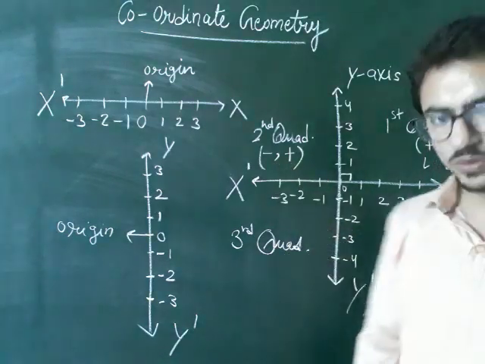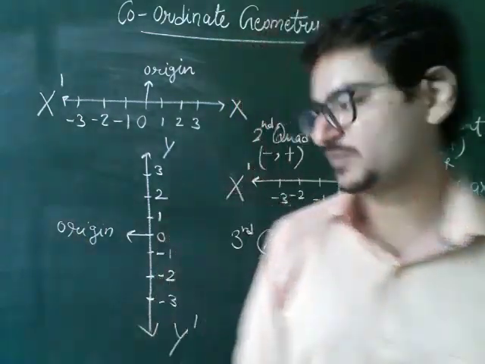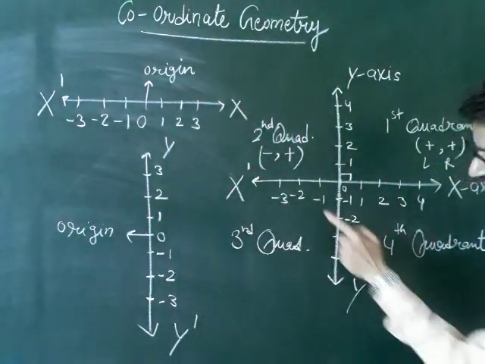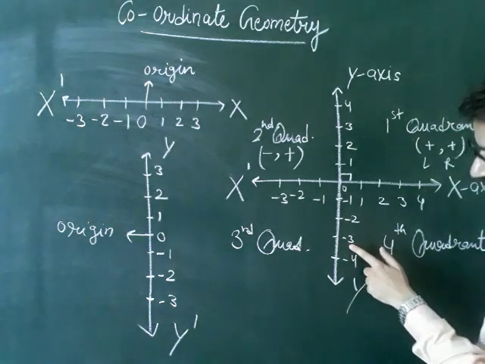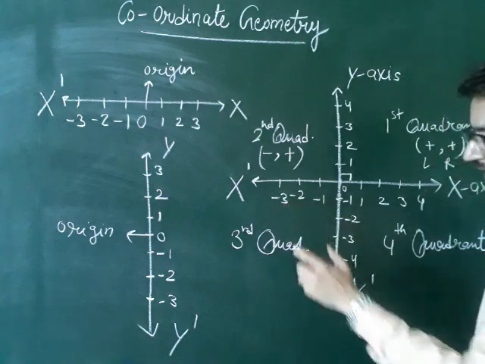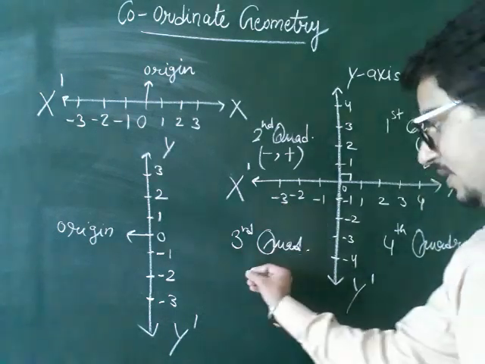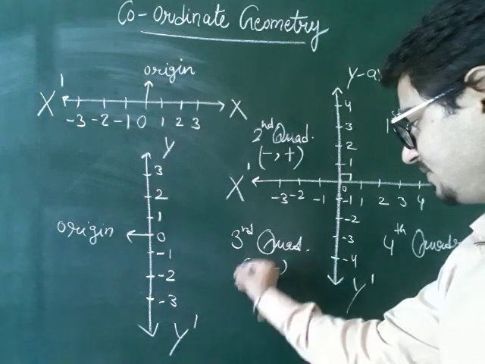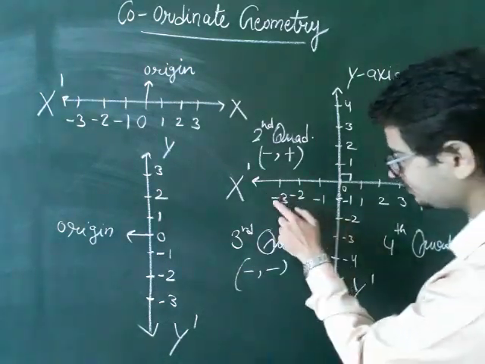Now move on to the third quadrant. This is your left hand and this is your right hand. So this is your left, this is your right. The sign of the left axis is minus, and the sign of the right hand side axis is also negative. So the sign of the third quadrant will be minus minus. This is your left axis and this is your right axis, minus minus.